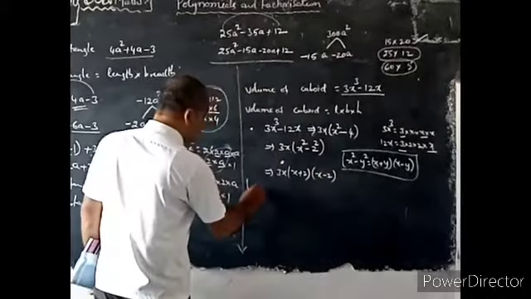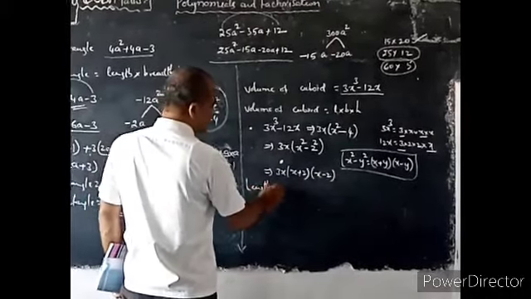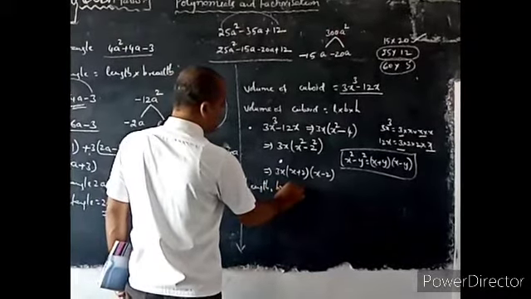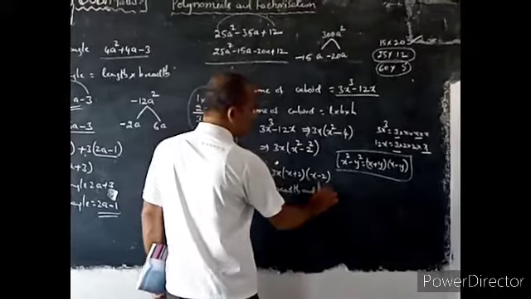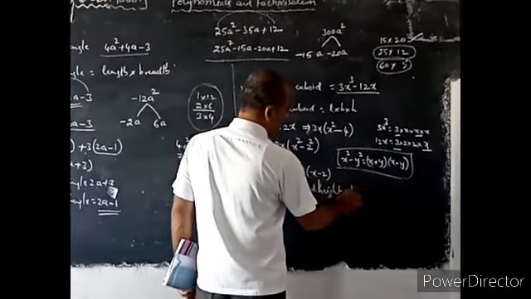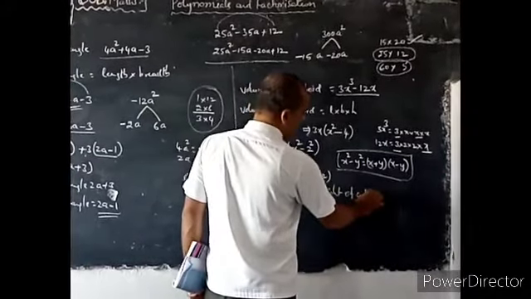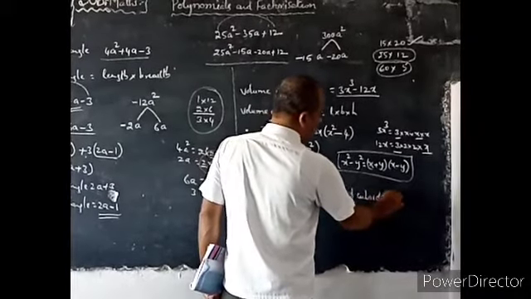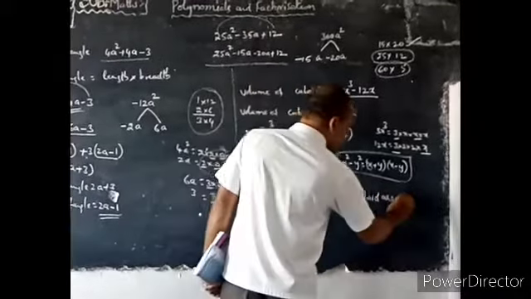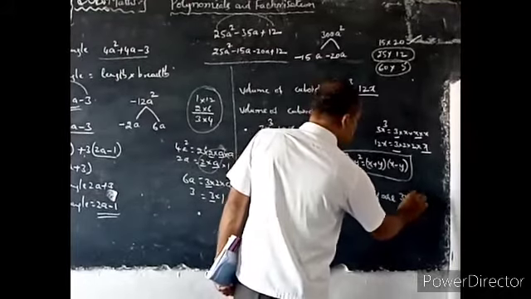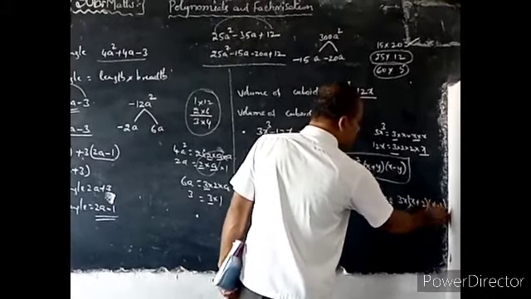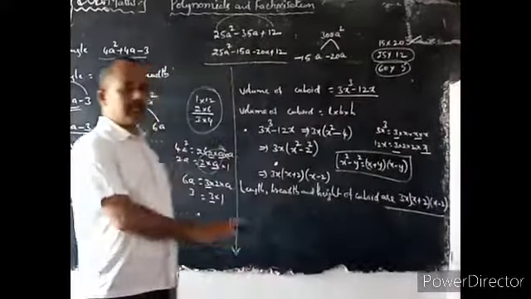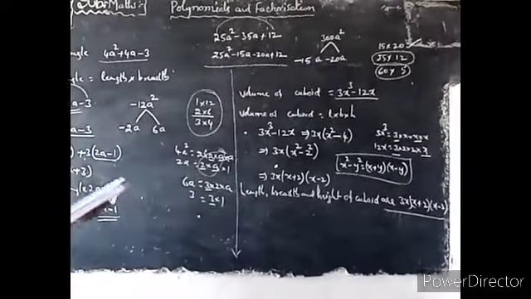So length, breadth and height of the cuboid are 3x, x plus 2 and x minus 2. You are getting the 3 dimensions now here. In the same way, next one.